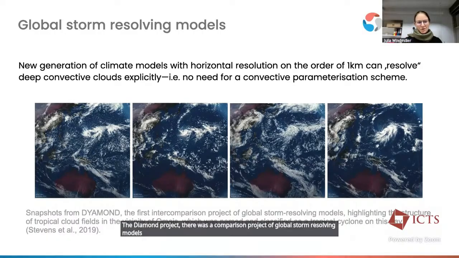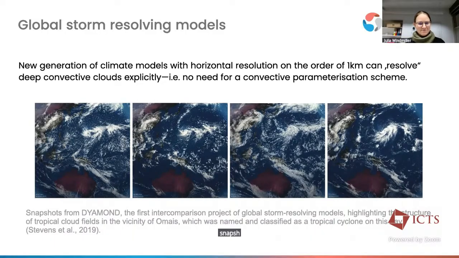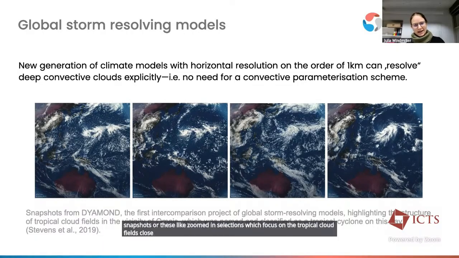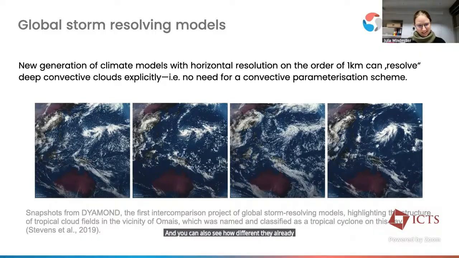And so all of these models were run globally, but I just thought I would show you these snapshots, or these zoomed in selections which focus on the tropical cloud fields close to a tropical cyclone. And you can just see how much structure you can represent in these models. And you can also see how different they already look. To some degree, they look very similar. To some degree, they look different.